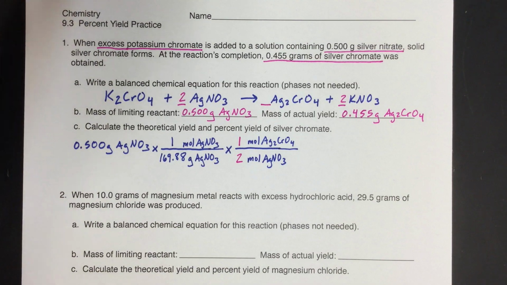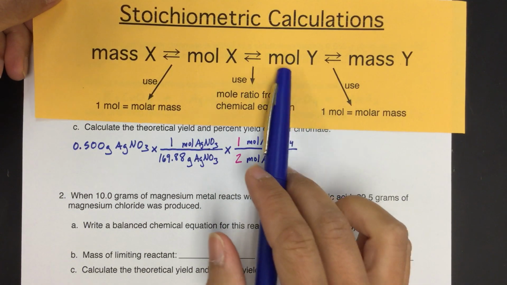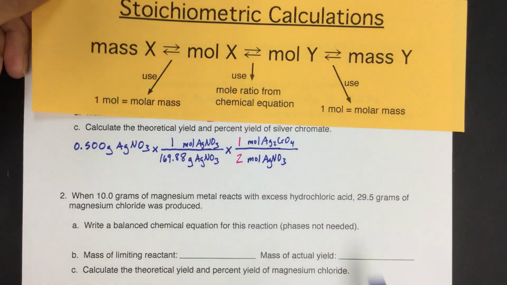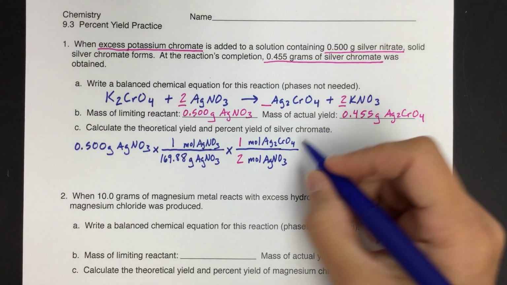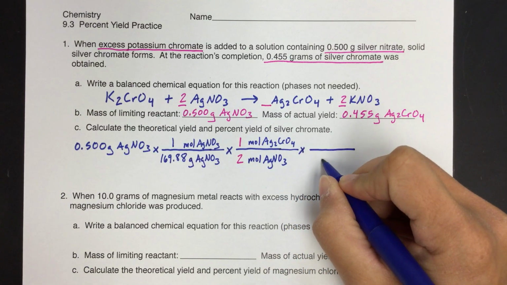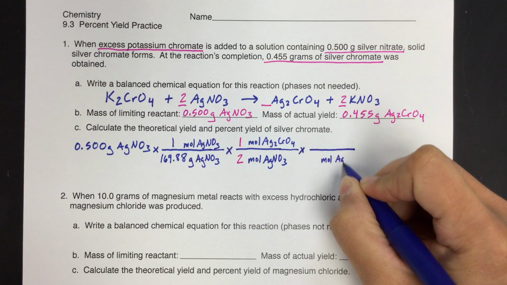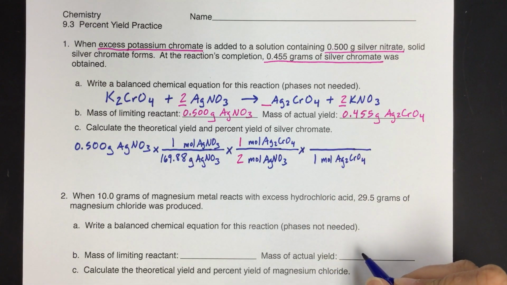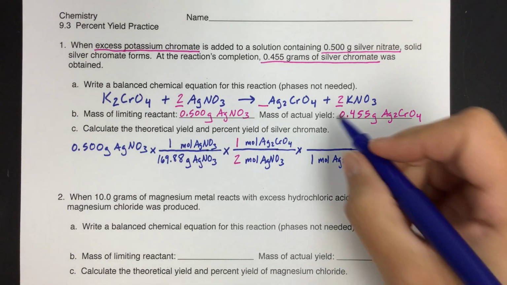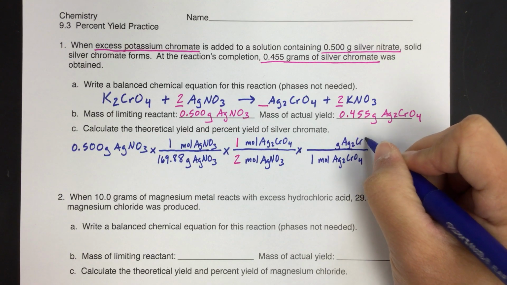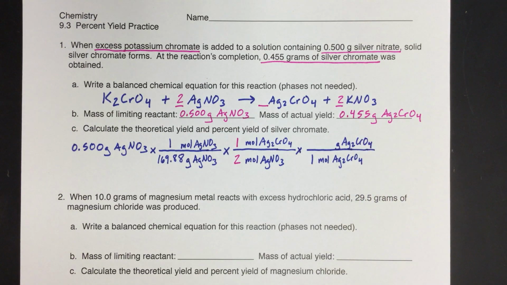All right, so far, we're at this point. We just converted to moles of silver chromate. So we need to go one more step to convert to mass of silver chromate using its molar mass. So we need to do one more conversion, and moles of silver chromate will go in the bottom, and it's going to be 1 mole because we're getting the molar mass. And then we need to get grams of silver chromate on top. So we need to add up those masses.